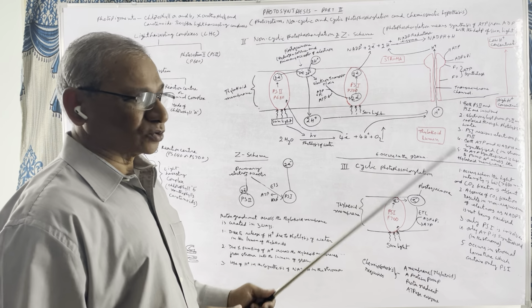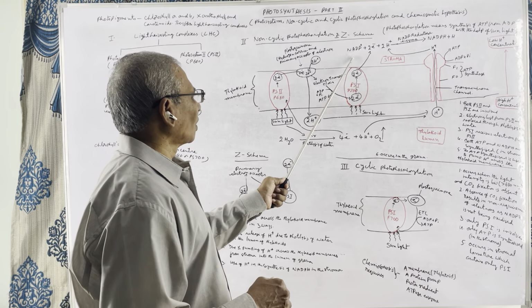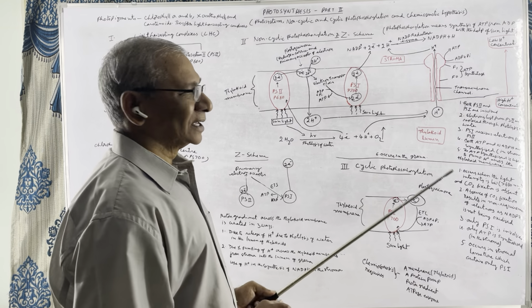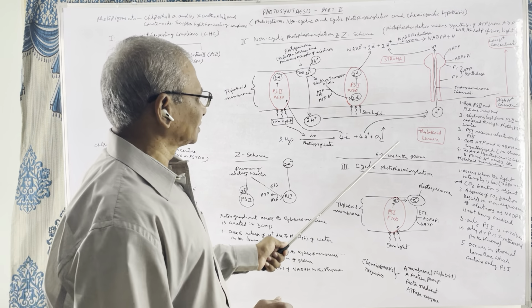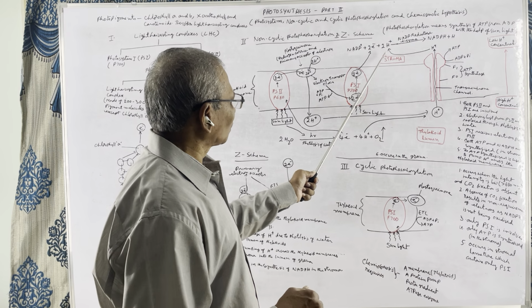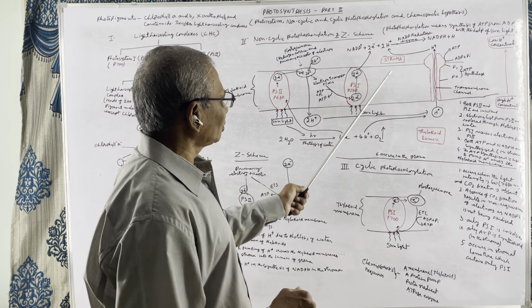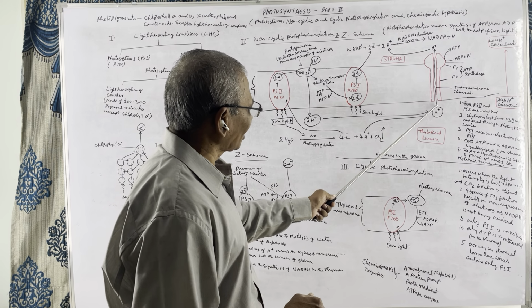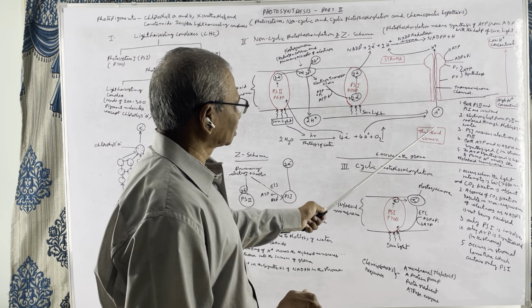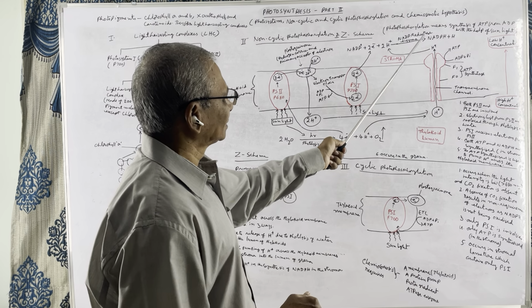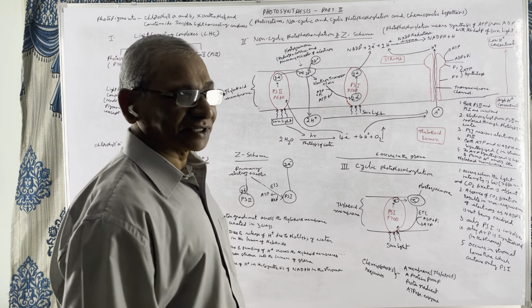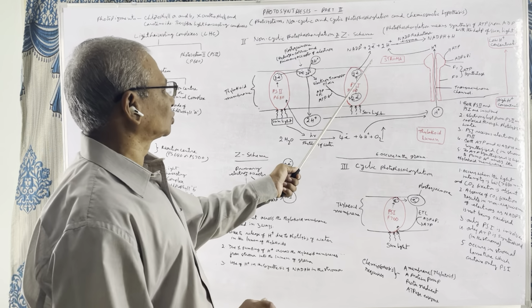Then you may get one doubt. After some time, all the protons present in the stroma are lost. But it never happens because on one side, protons are removed. On the other side, these protons are coming from the thylakoid lumen into the stroma through this protein, ATP synthetase. So in this way, there will be no shortage here.